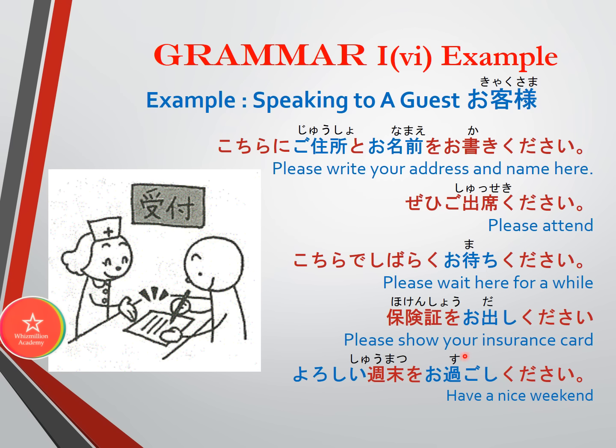Please show your insurance card. 保険証をお出しください. Dashimasu is group 1, sorry. So becomes お出しください. Have a nice weekend. よろしい週末をお過ごしください. Sugoshimasu is group 1 verb, so becomes o sugoshi kudasai.